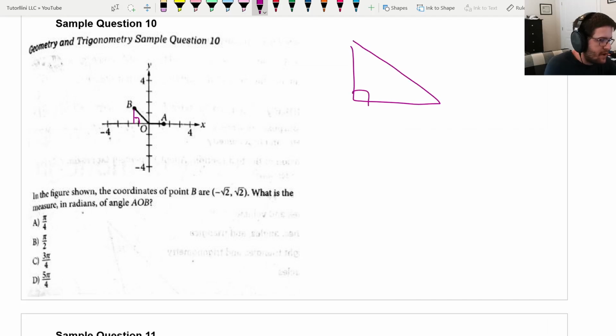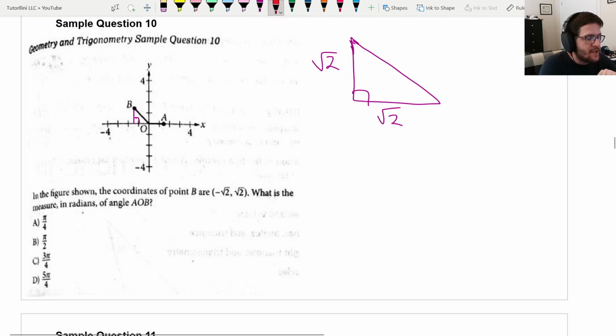And we know that the coordinates of point B are negative root 2, root 2. So that means the x direction is root 2, and the y direction is root 2. And these two guys are equal. So this is an isosceles right triangle of the form s root 2. I know that's kind of confusing. But these two guys are equal. So if both the legs are equal, you have an isosceles right triangle, or a 45, 45, 90. So this is 45.